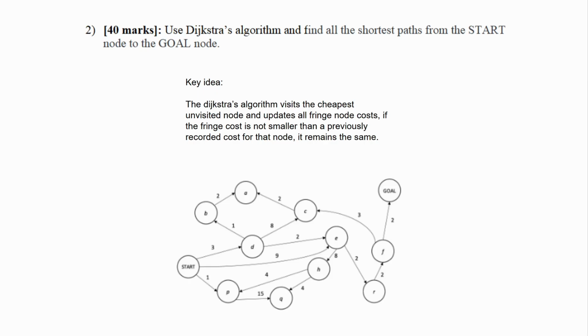Now use Dijkstra's algorithm and find all the shortest paths from the start node to the goal node. Dijkstra's algorithm visits the cheapest unvisited node and updates all fringe node costs. If the fringe cost is not smaller than a previously recorded cost for that node, it will remain the same. So it's tentative.